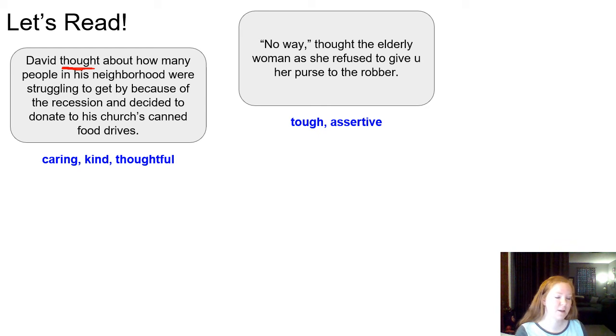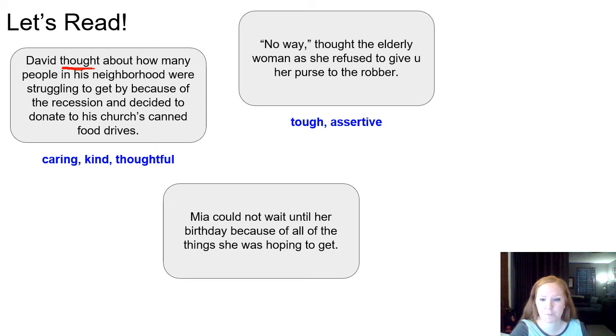If it were me being robbed, I don't know if they're armed or not, but I wouldn't be very assertive. I would just hand it over and not worry about risking my life for some material possessions. But she said no way. It's also kind of a thought, something that she thought. She refused to just let them steal from her.